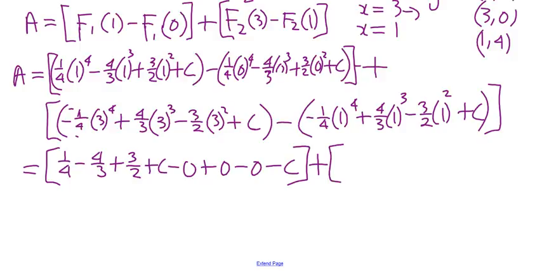Plus, okay, so 3 to the 4th is 81, so minus 81/4 plus, that 3 is going to take out that, so that'll be a 36, plus 27/2 minus 27/2 plus c, minus negative 1/4, so plus 1/4, minus 4/3 plus 3/2 minus c.